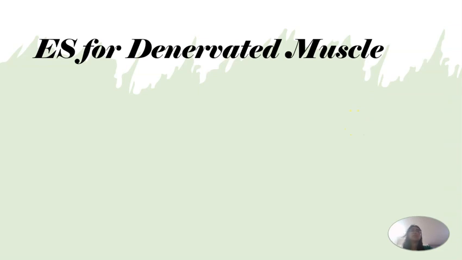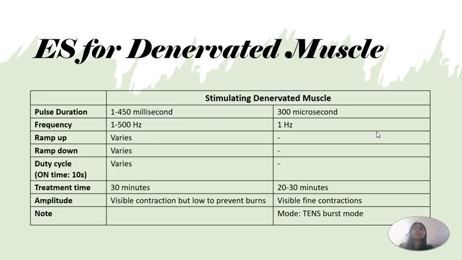Next would be your ES for denervated muscle. In Miklovitz, actually, dalawa ang magiging parameters natin dito. So, you could pause. Etong nasa left side, this is the parameters for high-powered ES machines. Usually, ito yung mga kailangan isaksak. Kasi kung makikita nyo, mataas ang pulse duration niya, 1 to 450 milliseconds. Hindi na micro, milli na siya.